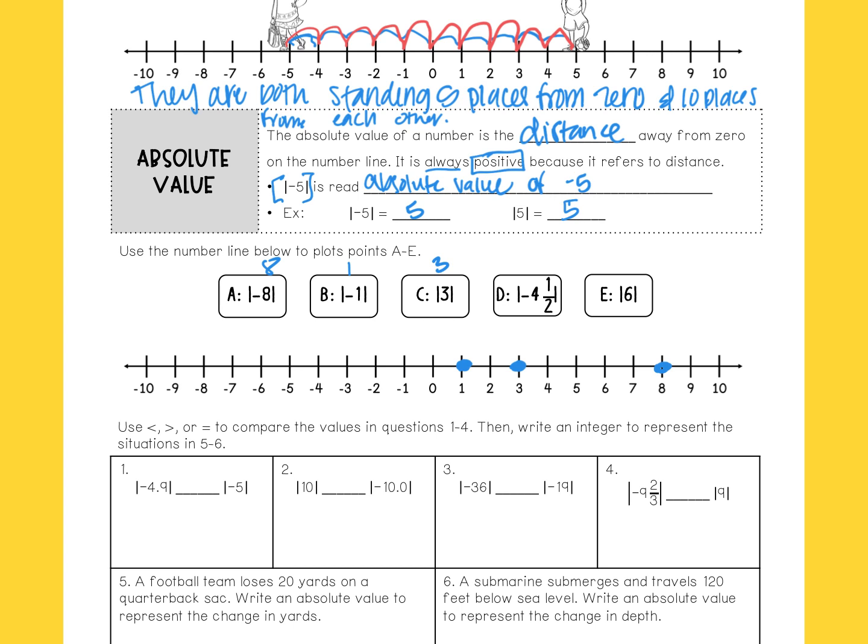We have absolute value of -4 1/2. So absolute value has to always be positive, and it just tells us the distance away from 0. So -4 1/2 would be 4 1/2 places away from 0. The absolute value of 6. This is just 6.